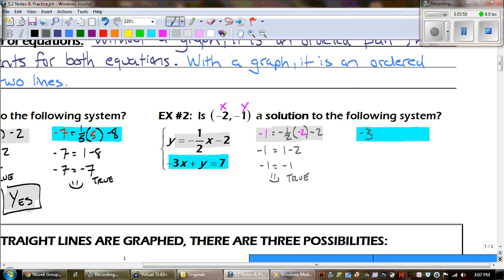Now we have to plug in our other one. So x is -2 and y is -1. -3 times -2 is a +6. -1 equals 7. 6 minus 1 is 5. And does 5 equal 7? No. That is false. So as soon as we have a false statement, our answer is no. That does not work out.